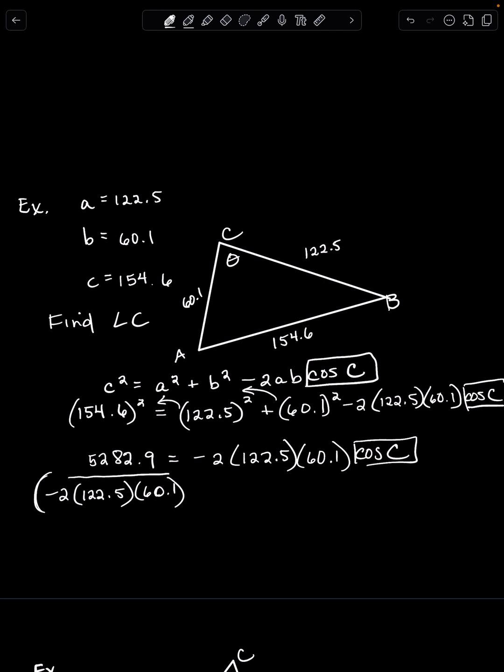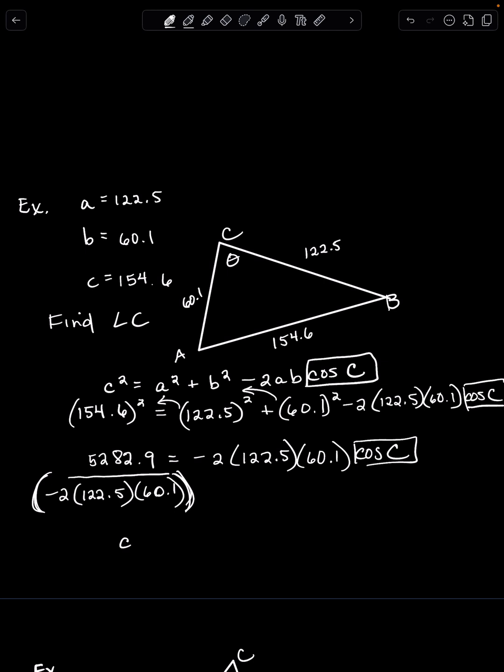Because if you don't put it in parentheses, what's going to happen is it's going to be 5282.9 divided by negative 2. And then when you go times, it's going to start multiplying all that out. So make sure you put that in parentheses. So do 5282.9 divided by parentheses negative 2 times 122.5 times 60.1. Close your parentheses.